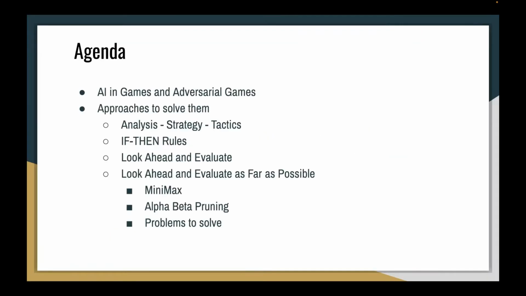The agenda of this video presentation is: first, we will look into AI in games and adversarial games. Next, we will explore the approaches to solve these adversarial games. In that, we will discuss deepening the evaluation through MiniMax algorithm and alpha beta pruning algorithms.